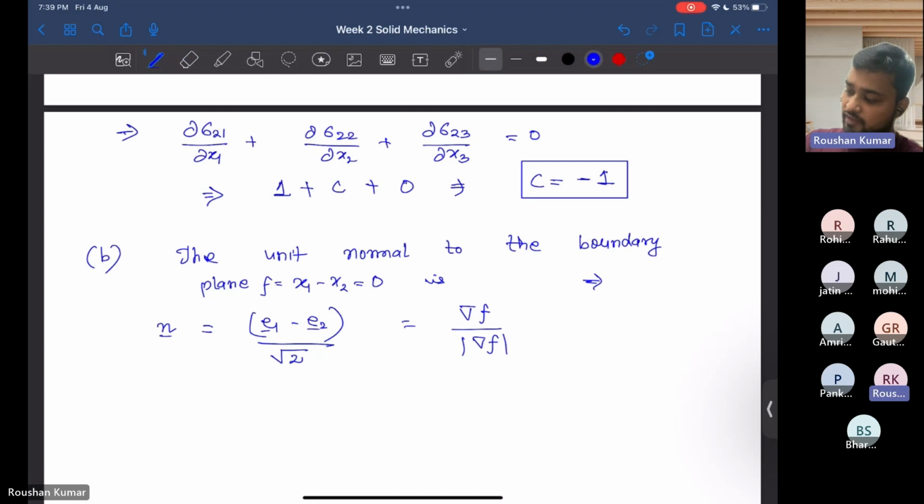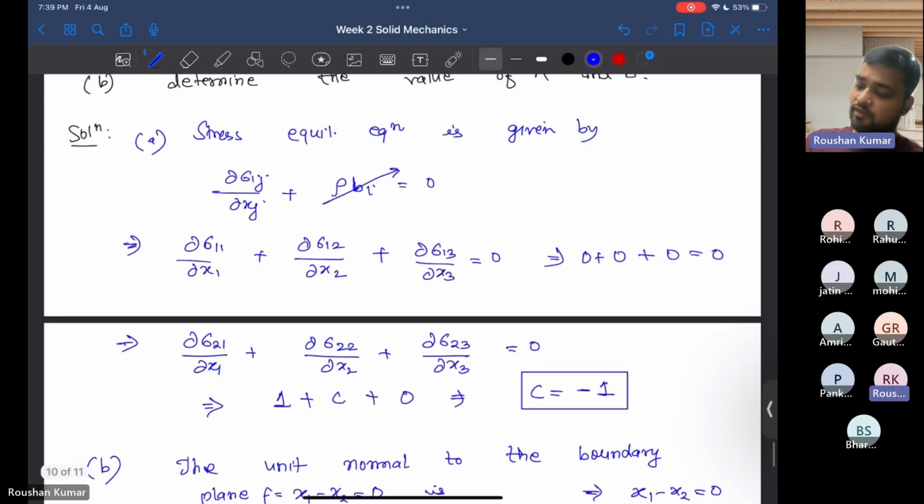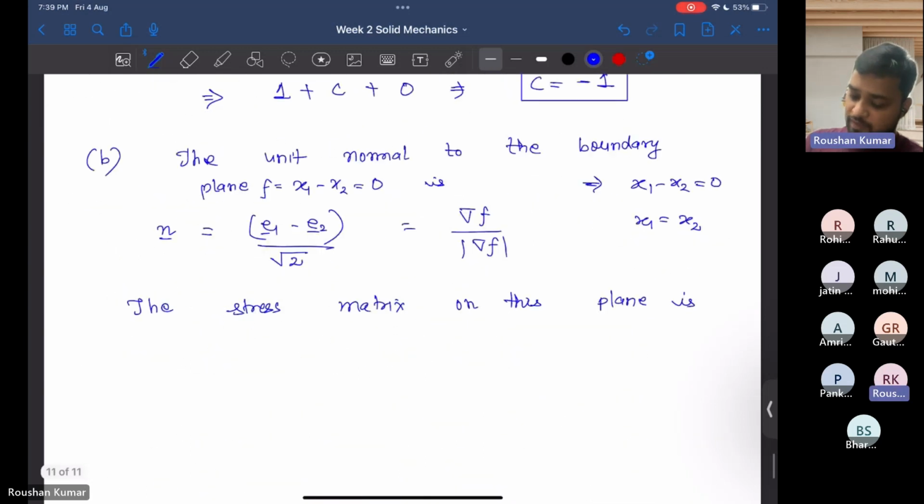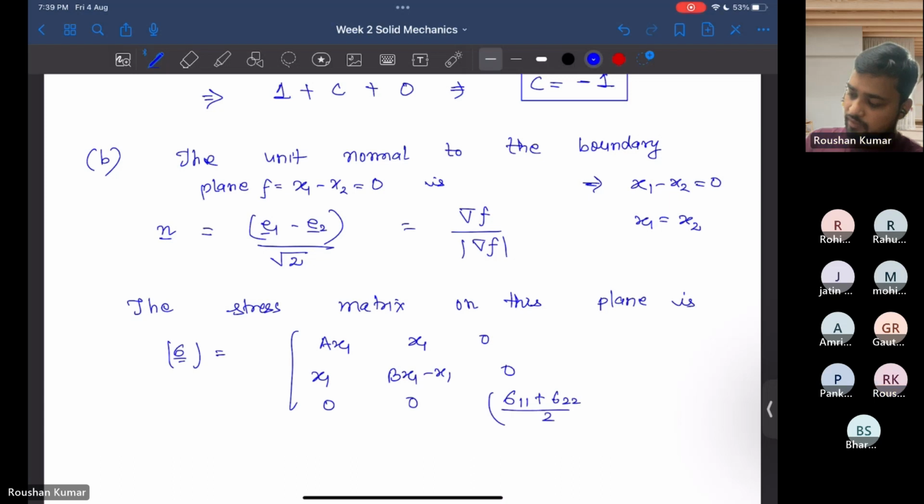And here this plane also says that x1 minus x2 equal to 0, that is x1 equal to x2. So the stress matrix on this plane will become [ax1, x1, 0; x1, bx1, minus x1; 0, 0, (sigma 1 1 plus sigma 2 2) upon 2]. So this is the stress matrix on this plane, and this plane is denoted by x1 equal to x2, so we basically write x1 equal to x2 in this stress matrix.